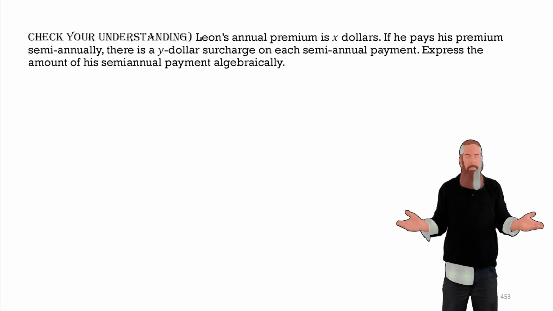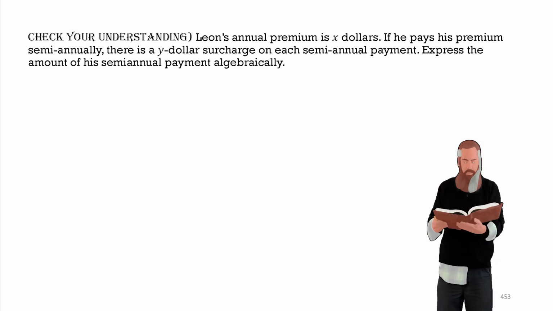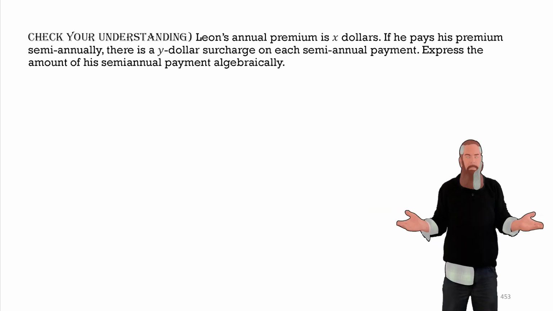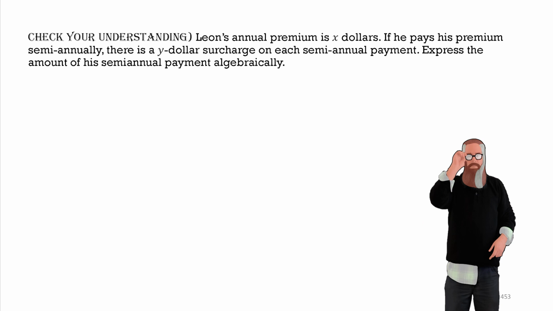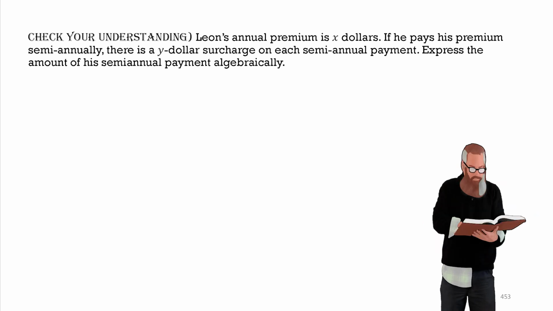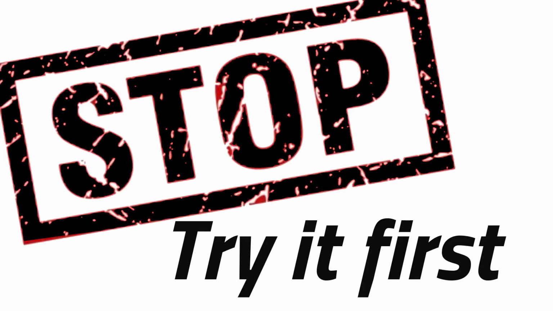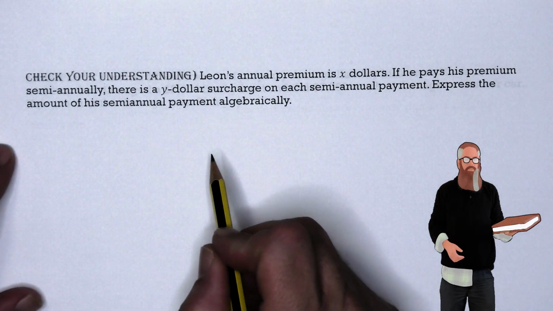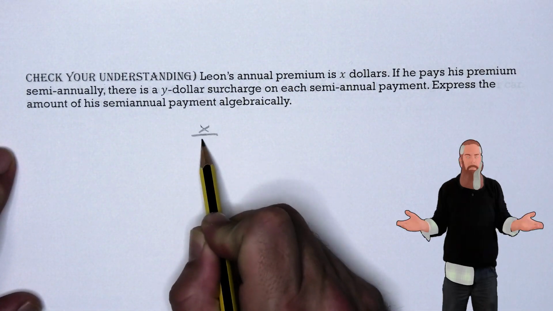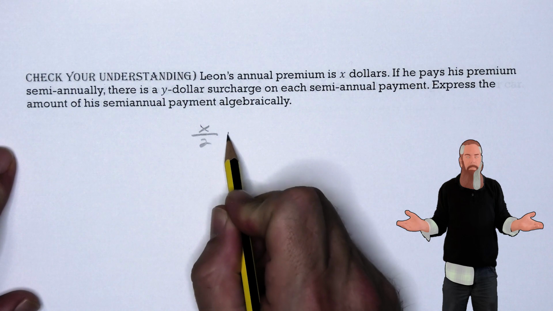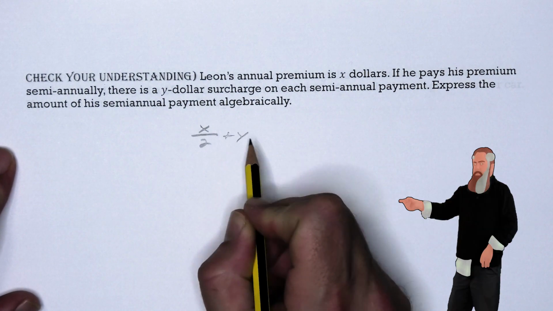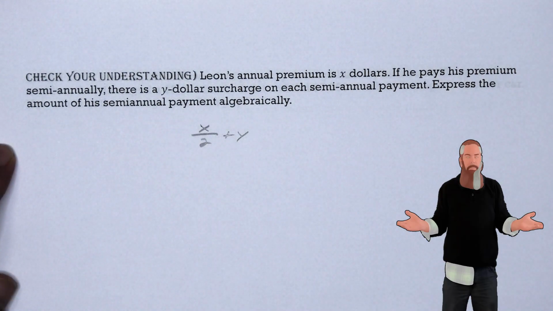Let's check your understanding. Leon's annual premium is X dollars. If he pays his premium semi-annually, there is a Y dollar surcharge on each semi-annual payment. Express the amount of his semi-annual payments algebraically. We're going to take the premium amount X and divide it by 2. With that, we want to add the surcharge of Y to get X over 2 plus Y.